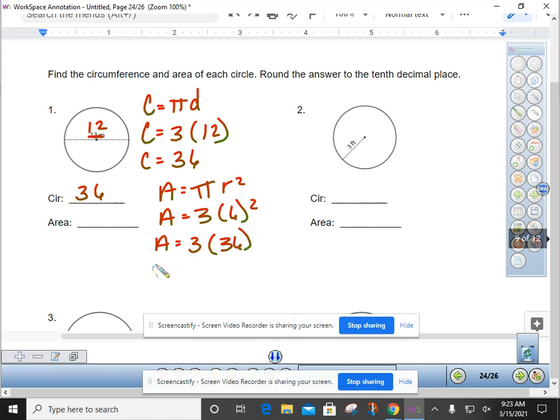What is 6 squared? 36. And then what do we get here? Perfect. 108.